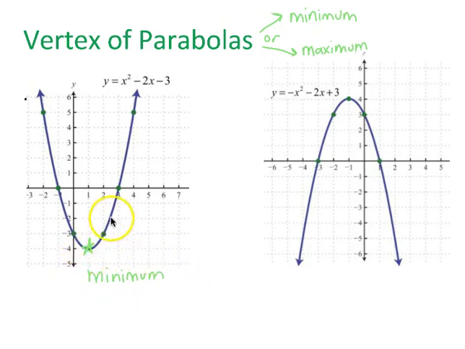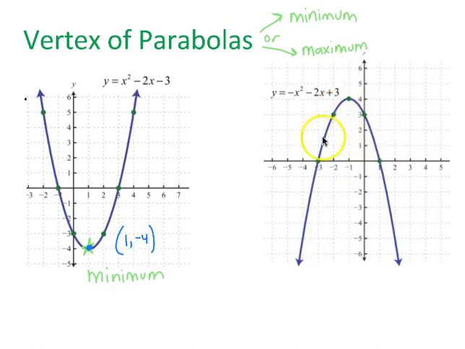And in this case, what is the vertex? We can identify the vertex with two coordinates. So the coordinates here, it looks like it's at right there. I kind of covered it up with that star. It's at 1, -4. So we can identify the vertex with coordinates.